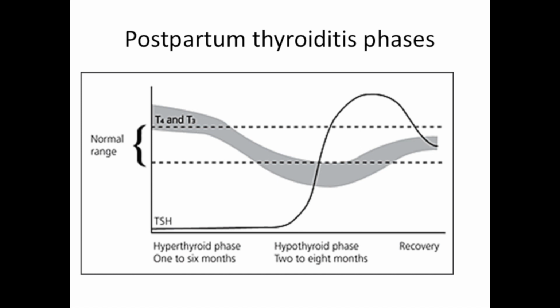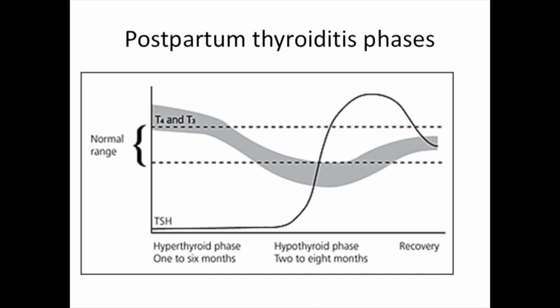If she complains of hyper, then she is in the initial stage. If she complains of hypo, she is in the later stage, because there are phases of postpartum thyroiditis. The first phase is hyperthyroidism. The second stage is hypothyroidism. And the third is euthyroid. But 50% of these women can end up with frank hypo forever.